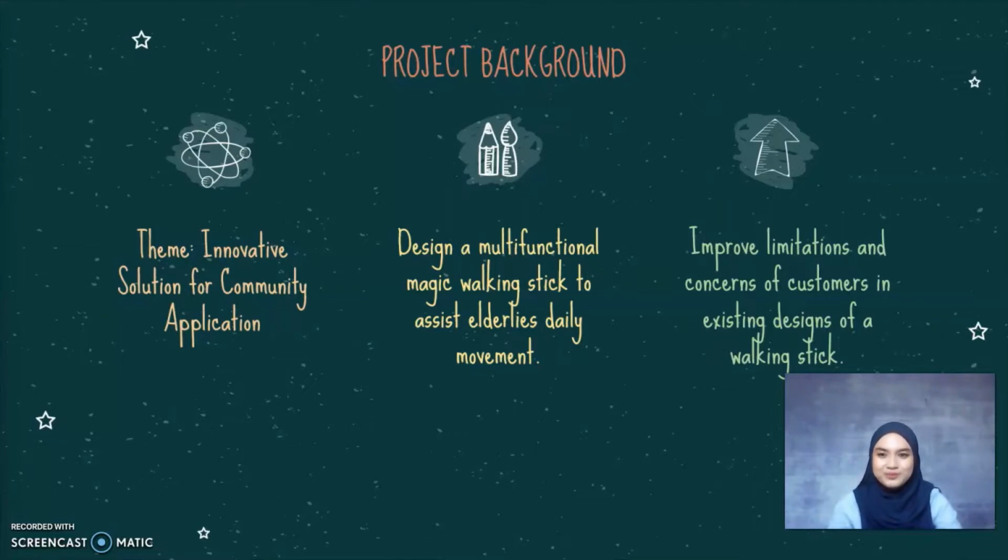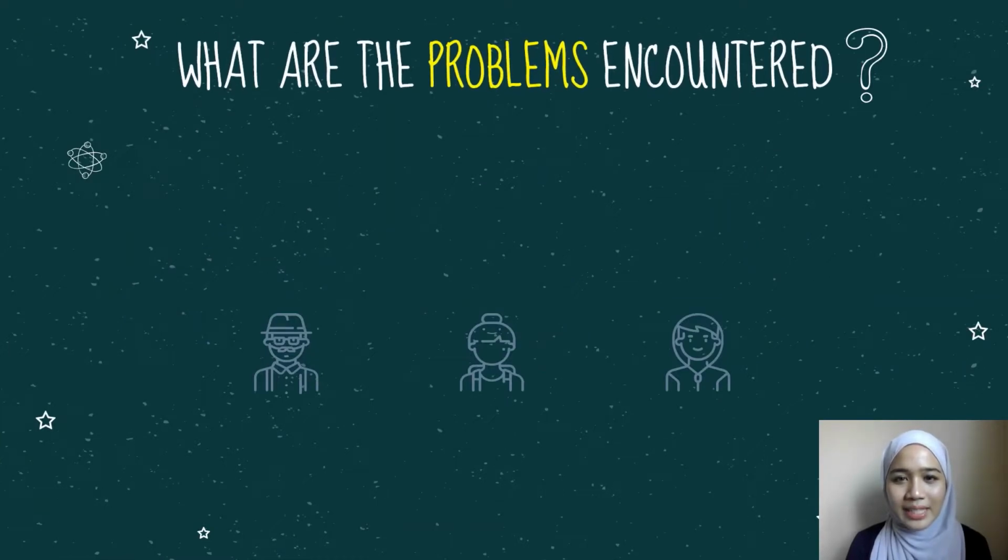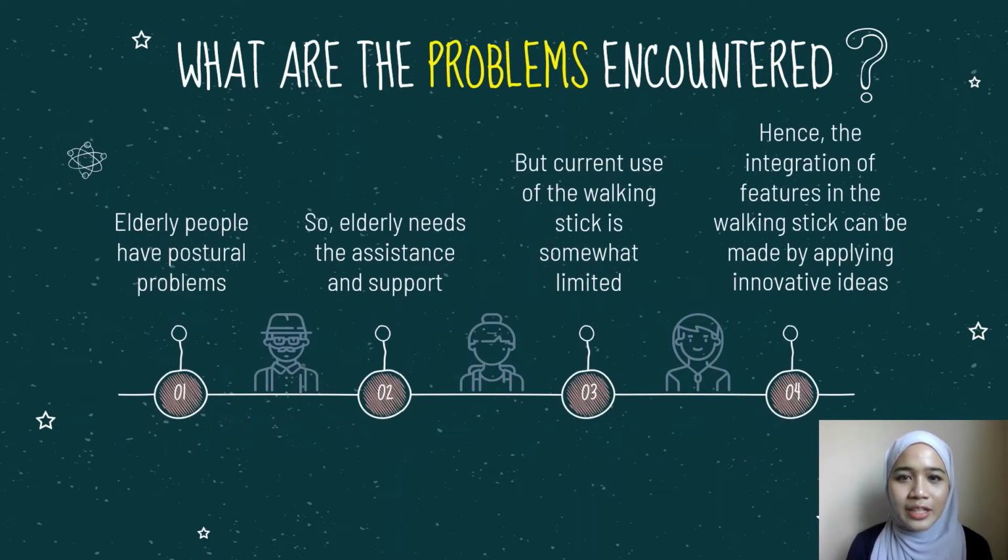Thank you. Assalamualaikum, my name is ESTY and I will continue my part starting from the problem segment. What are the problems encountered that we have to develop this project? Let's take a look at this timeline. Most of the elderly experience postural problems, so they need any assistant aid to support them, for example, walking stick. But here comes the problem whereby the current use of the walking stick is somewhat limited to only one function. Hence, we incorporate various features that are useful for the user.